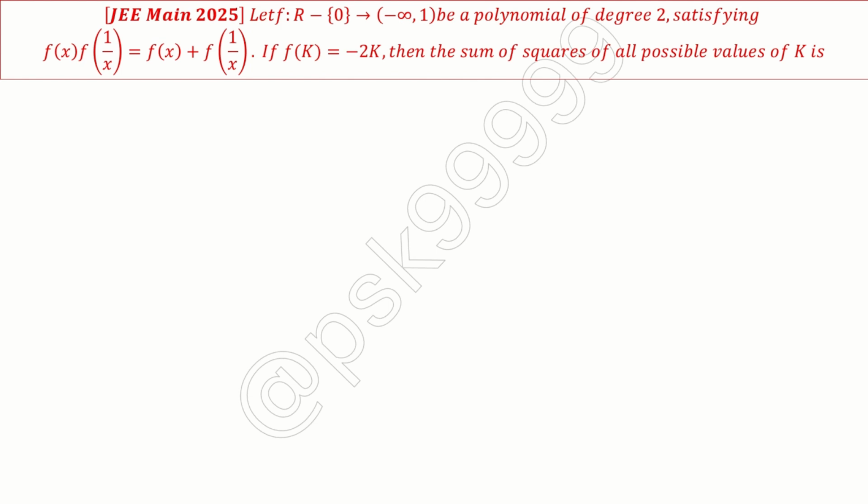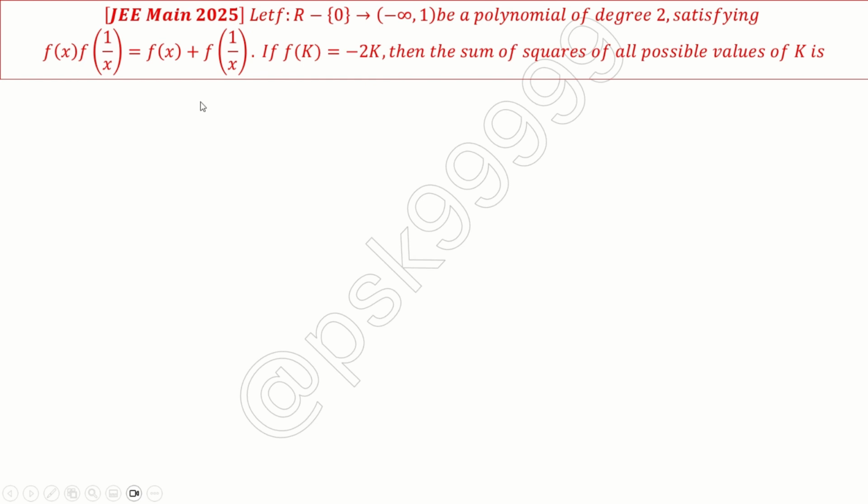So what is given is f is defined as a quadratic polynomial, and its domain is real numbers without 0, and the range is minus infinity to 1. And f(x) also satisfies the equation f(x) times f(1/x) equal to f(x) plus f(1/x). And f(k) is given as minus 2k.